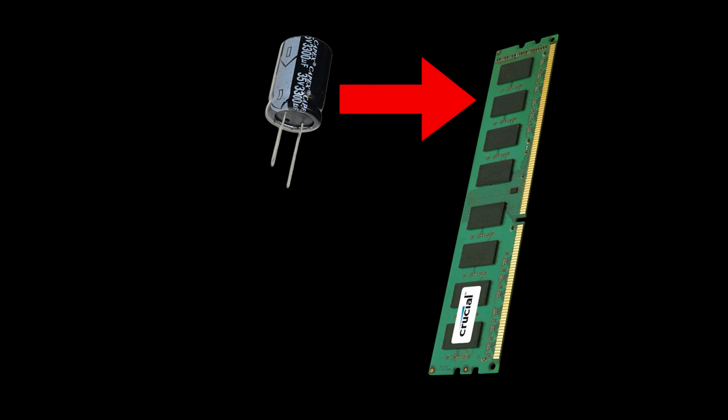RAM stores data in a capacitor, which stores electrical charges. To read and write data in RAM, you've got to just charge and discharge those capacitors. Having charge means 1, and not having means 0. Now, this charging and discharging of a capacitor is super fast.